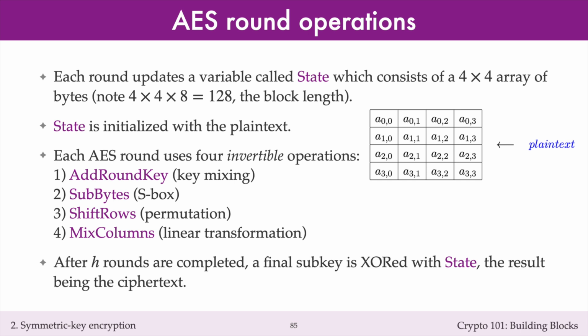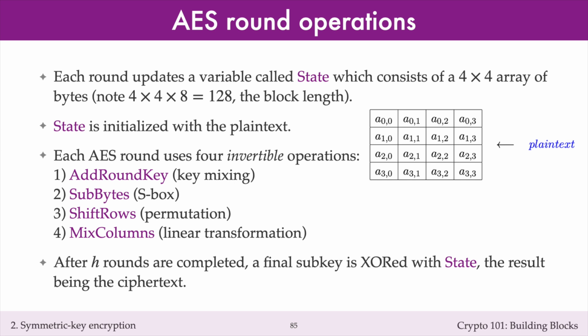The AES round function uses 4 invertible operations. These are AddRoundKey, which mixes a subkey with the state, SubBytes, which is application of the S-box to the bytes of the state, ShiftRows, which is a permutation, and MixColumns, which is an invertible linear transformation.